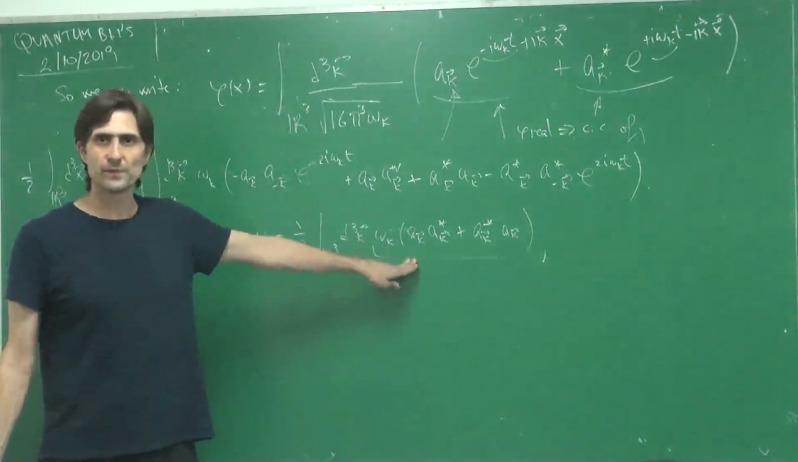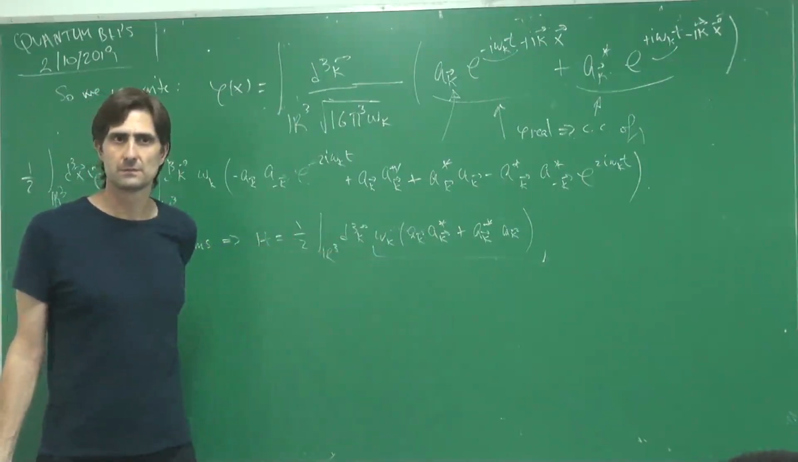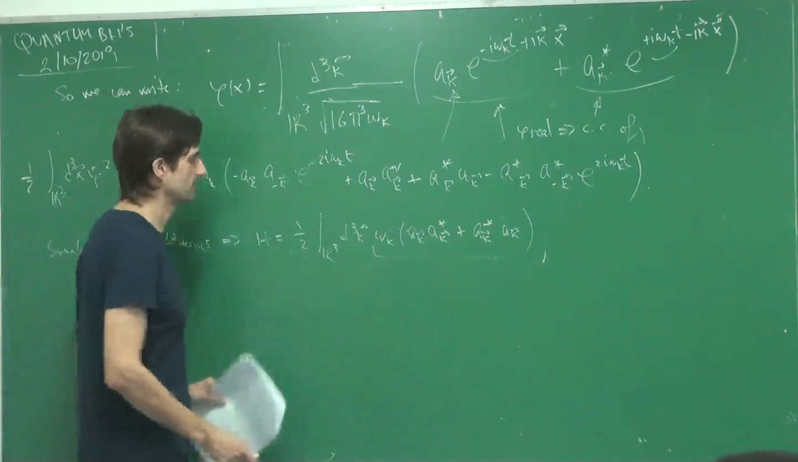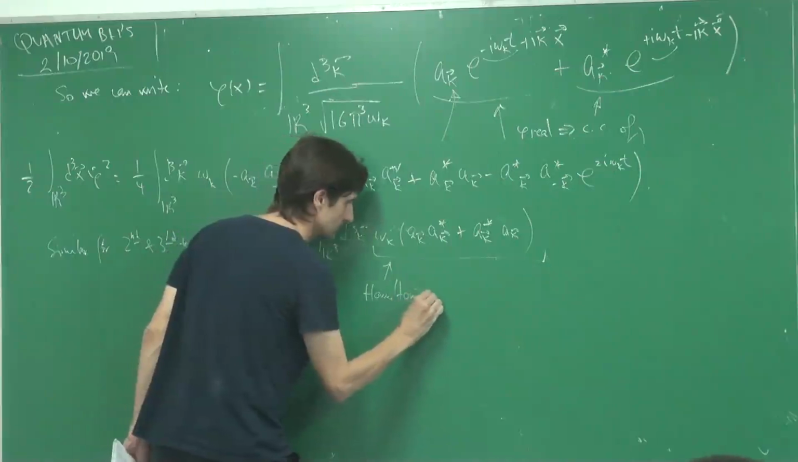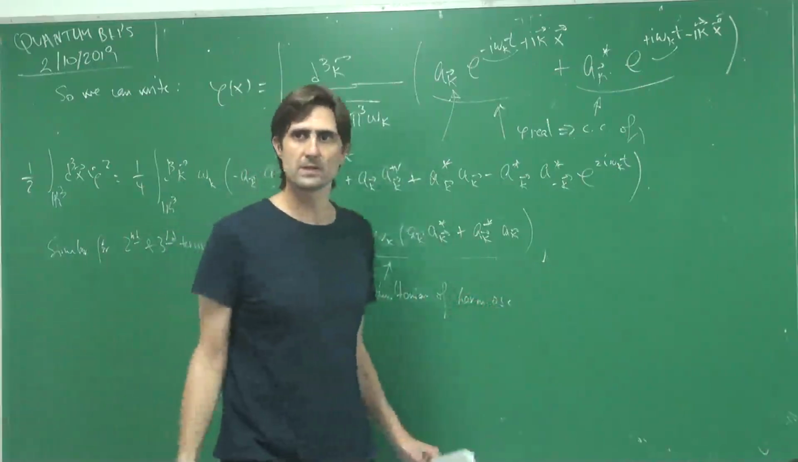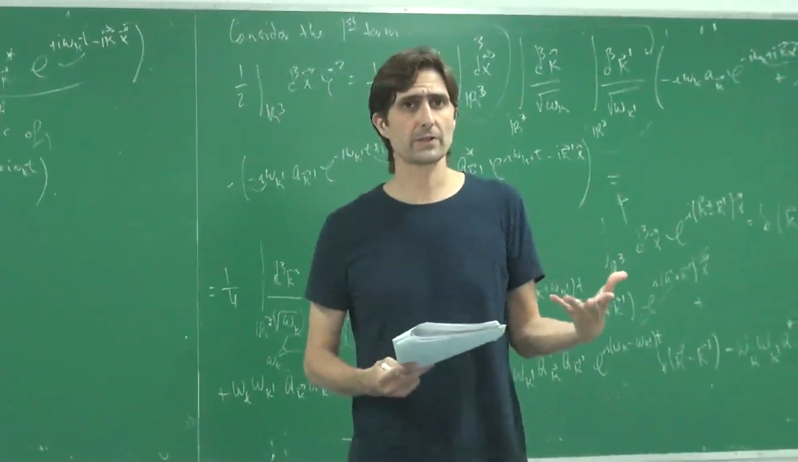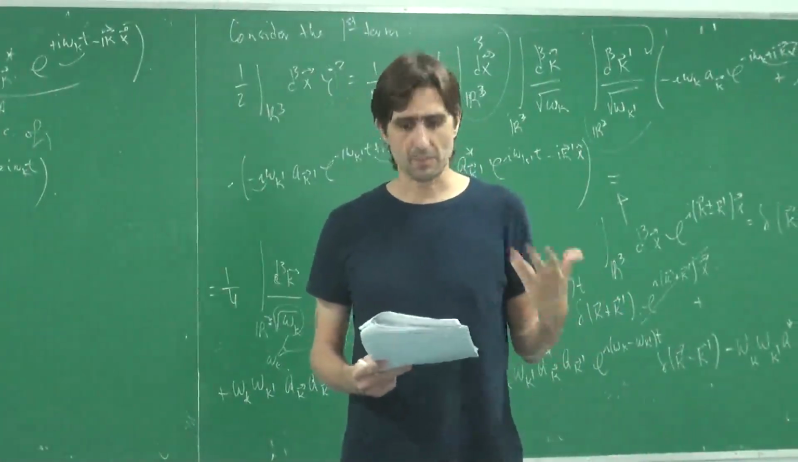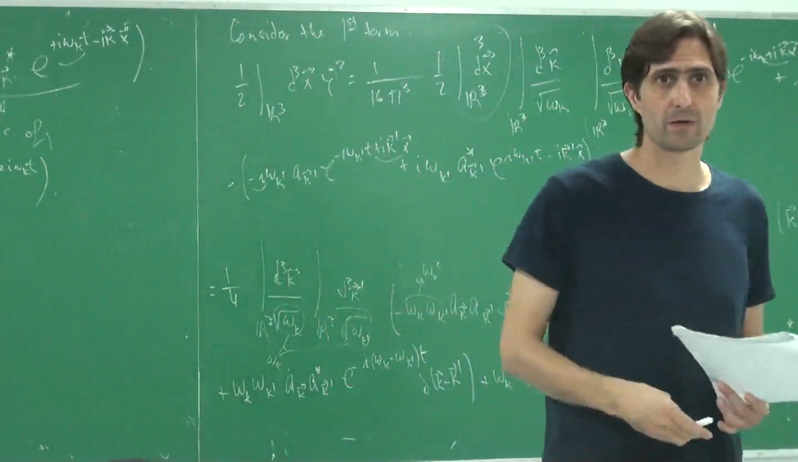What physical system is this the Hamiltonian of? Harmonic oscillator. So you can really view the field as a combination of decoupled simple harmonic oscillators. For each k, you have a different one with a different frequency.